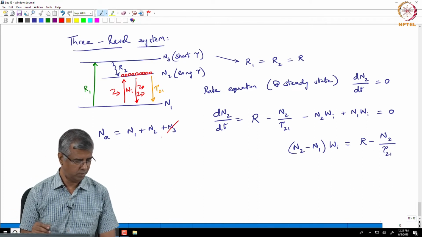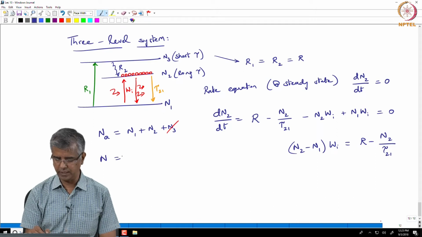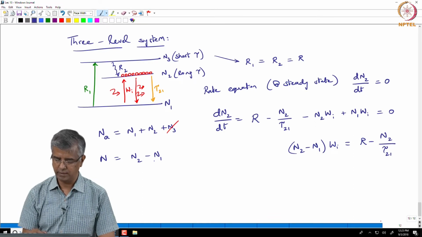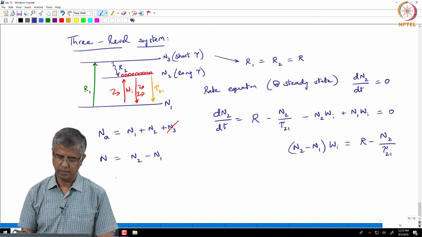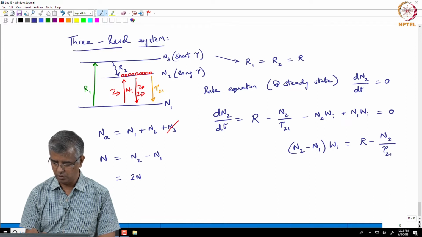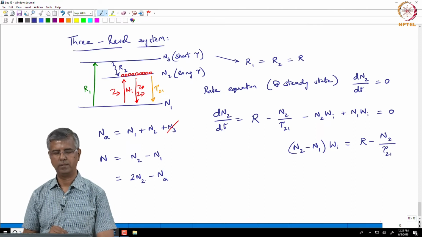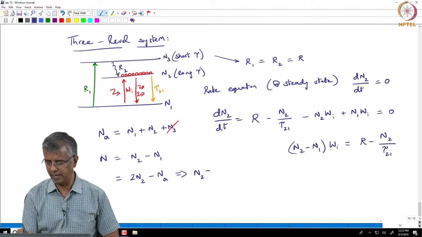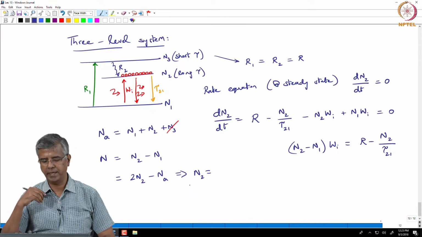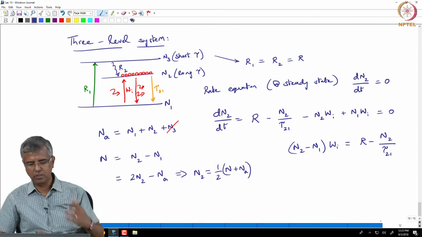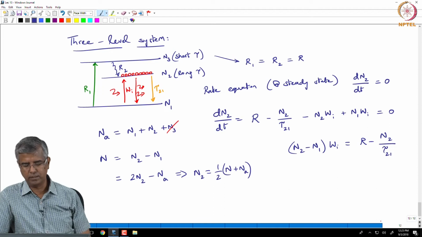So if that's the case, the inversion is given by N2 minus N1, and N1 can be written as Na minus N2. So this can be rewritten as 2 times N2 minus Na, and this would imply that I can write N2 in terms of the inversion and Na. So N2 is nothing but 1/2 of N plus Na. There is no magic in this, it's just a straightforward expression.